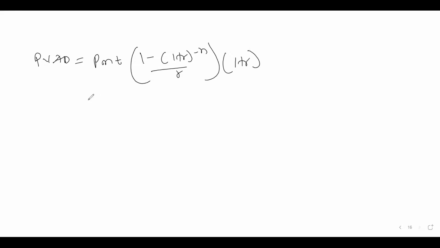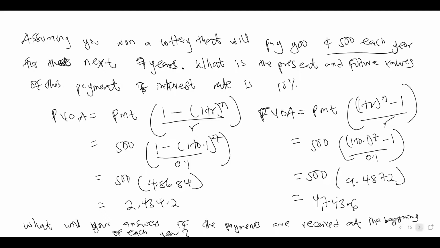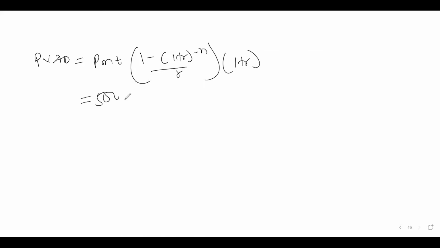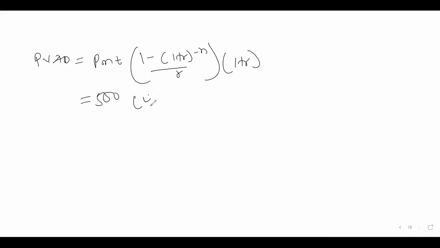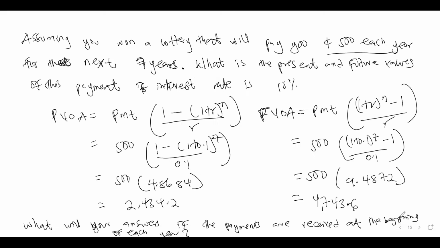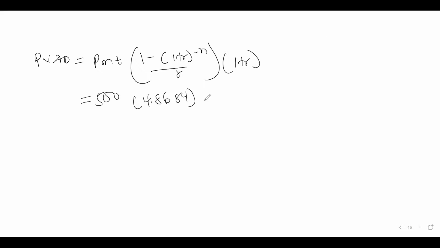So if the payments are made at the beginning, it becomes the present value of annuity due, which is payment into brackets 1 minus (1 plus r) raised to the power minus n, all over r. Then multiply it again by 1 plus r. That's what is going to happen. I don't want to write everything again. We've already done this first part. Then you multiply by 1 plus the interest rate, which was 10%. Yeah, that's all.